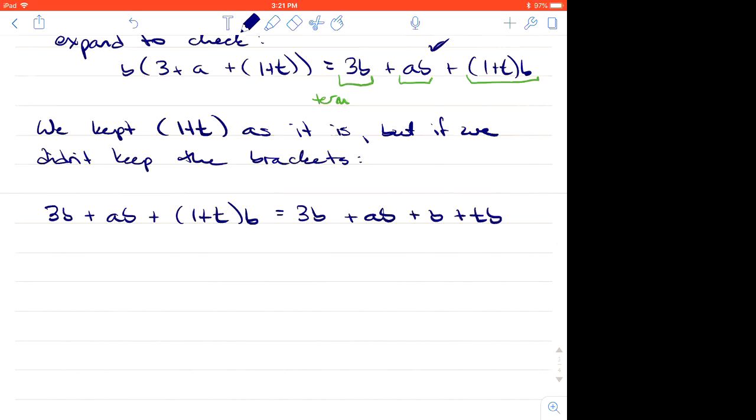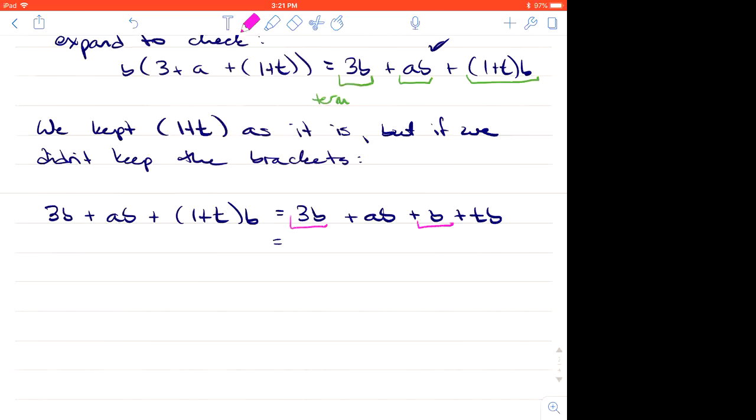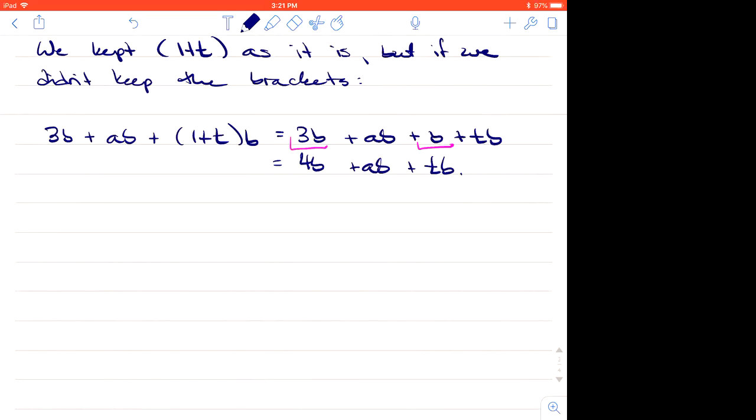Now we can simplify this a little bit, right? Collect like terms, because we have 3b plus b. Right, 3b and b are like terms. So we get 4b plus ab plus tb. And then from here, we could pull out the common b, right? It would still be the b that's the common factor. Okay.